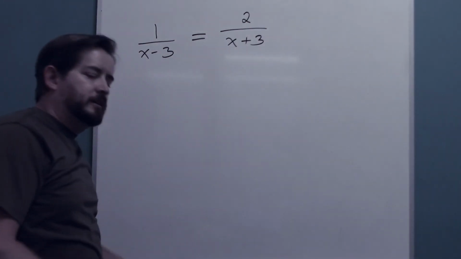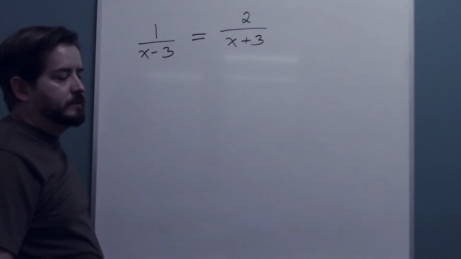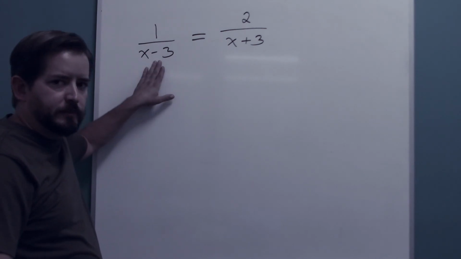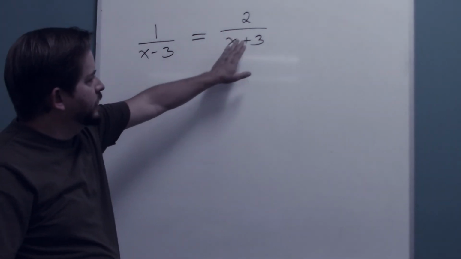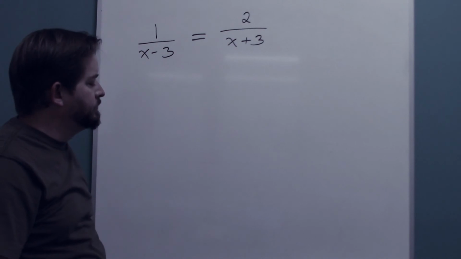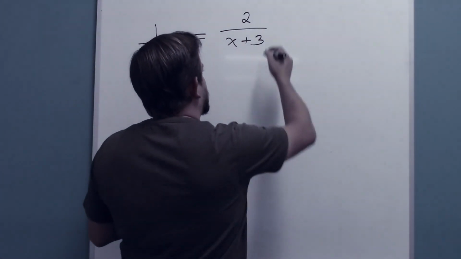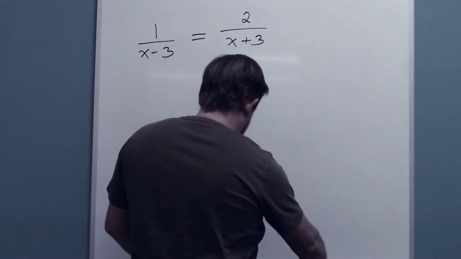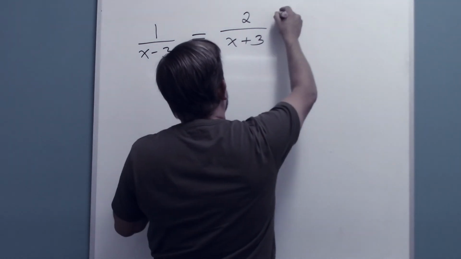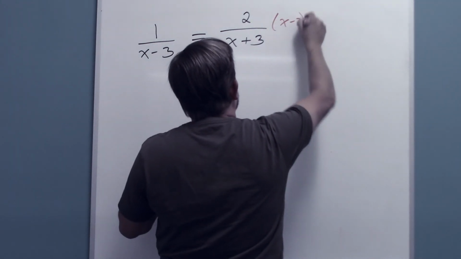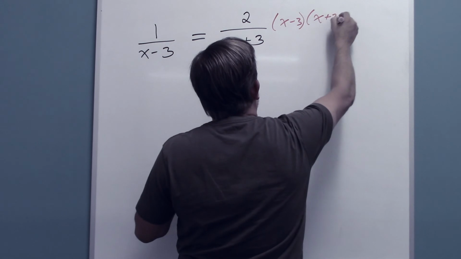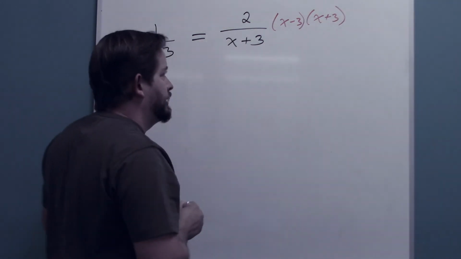Now the lowest common denominator here is not easy. It has to have a factor of x minus 3, and it has to have a factor of x plus 3, right? So what I'm going to do is multiply the right-hand side and the left-hand side by both of those factors, x minus 3 and x plus 3. And that is indeed my lowest common denominator.